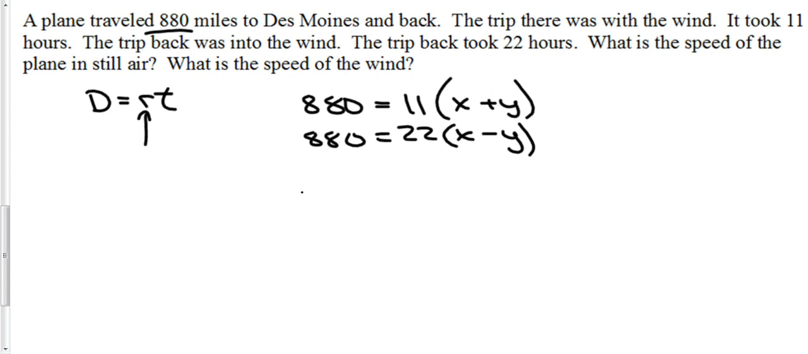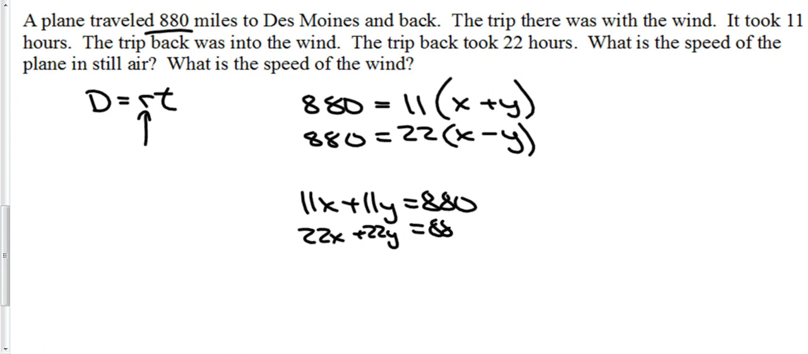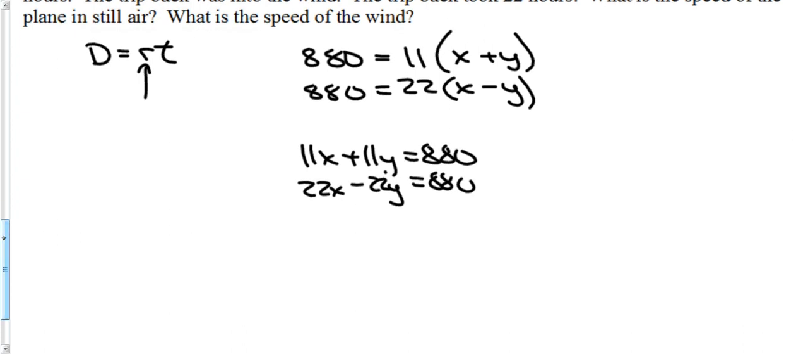Distributing the 11 and the 22 would give me 11x plus 11y is equal to 880. 22x plus 22y is equal to 880. Oops, not plus, minus 22y. Okay, so I see here that the y values are opposite of each other, and I could very easily multiply the entire top equation by 2, and that would give me an equivalent system that I could use to solve this problem. Okay, then once I got the value of y, all I have to do is plug it back into either one of the two equations to get the value of x.